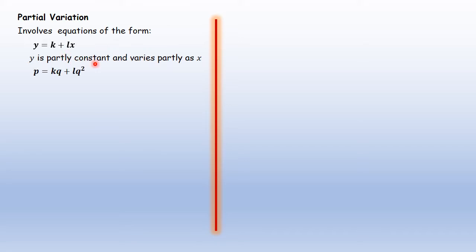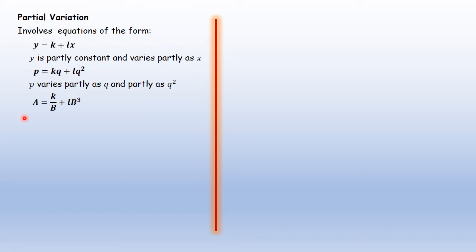Or partial variation can have this particular form where we have P is equals to KQ plus LQ squared, where we say that P varies partly as Q. So P is influenced by values of Q. Now that one is attached to a constant and is also influenced partly as Q squared. So there is a Q and Q squared. That Q squared happens to be another term. And that means when you have partly as q and partly as q squared, means we have two terms. Like we also had in the first case, partly constant and varies partly as x, it implied two terms.